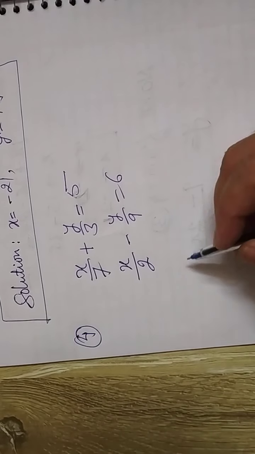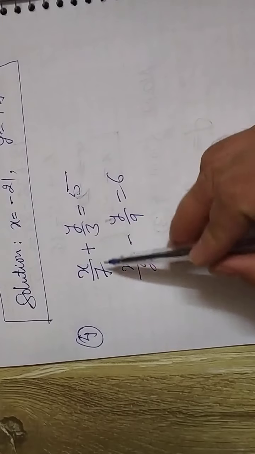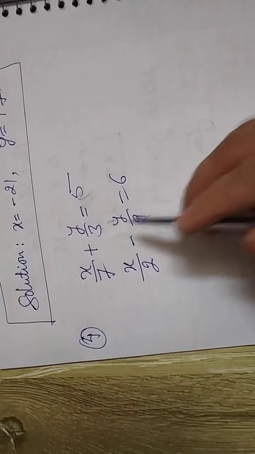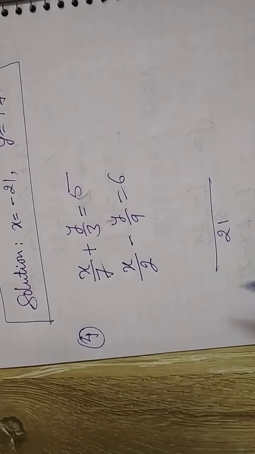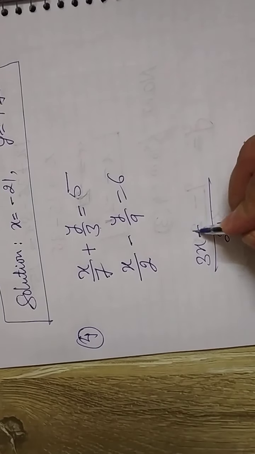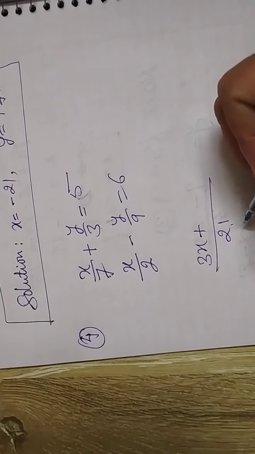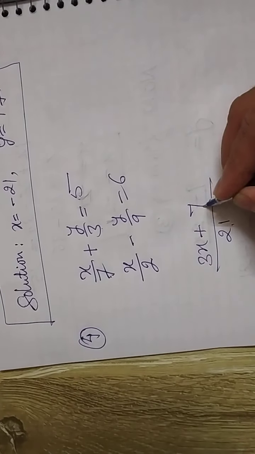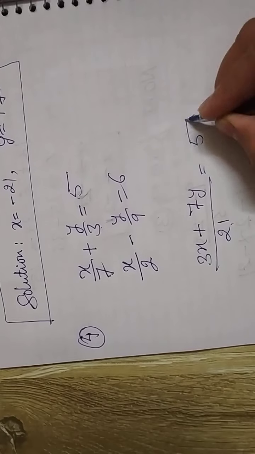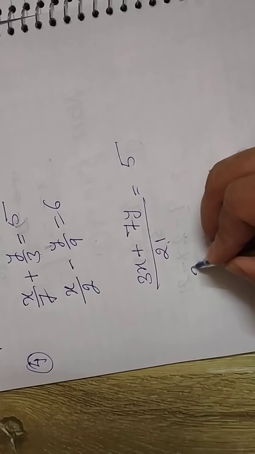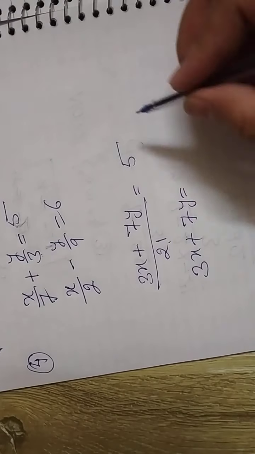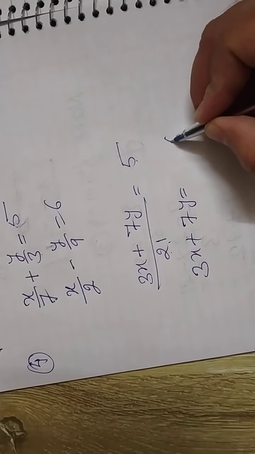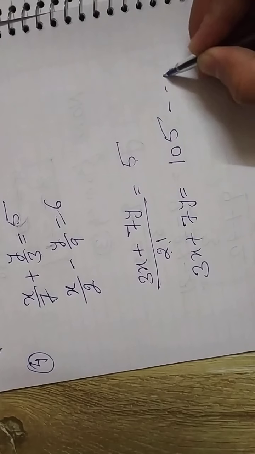So I am taking the first equation. LCM of 7 and 3. What will come? 21. 7 divides 21, what will come? 3. So this is 3x, and 3 divides 21, what will come? 7. 7y equals 5. So the equation will be 3x plus 7y equals 5 multiplied by 21, 105. This is the first equation.